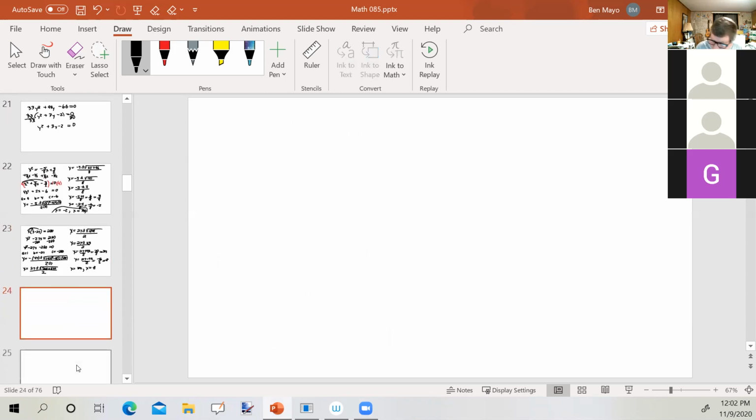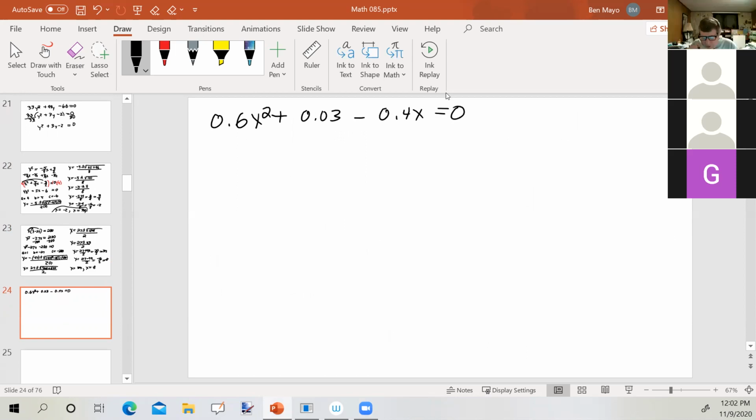How about this one? 0.6x squared plus 0.03 minus 0.4x equals 0. Well, the first thing I'm going to do is rearrange the terms so that they're in standard form: 0.6x squared minus 0.4x plus 0.03 equals 0.